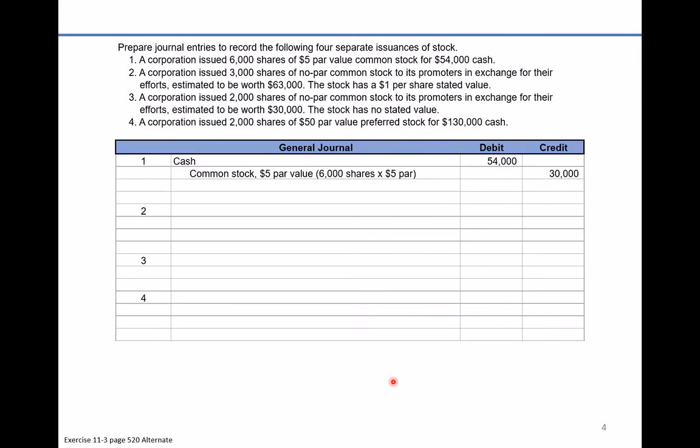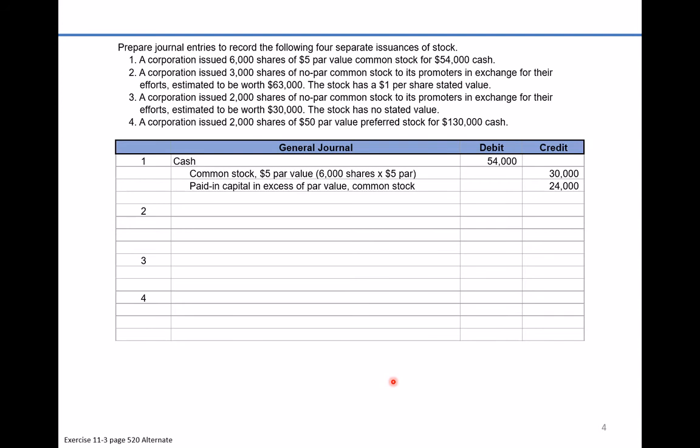But since this is in excess of the amount of cash the company received, the company will credit an additional paid-in capital account, another contributed capital account on the equity side of the balance sheet, for the difference to balance out the journal entry. Paid-in capital in excess of par value common stock will get credited for the difference of $24,000.